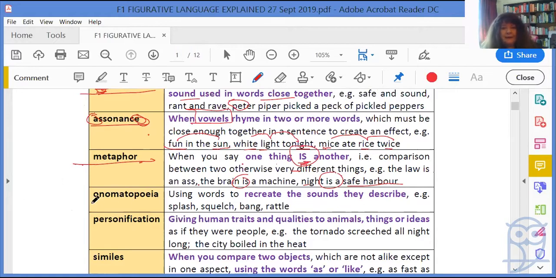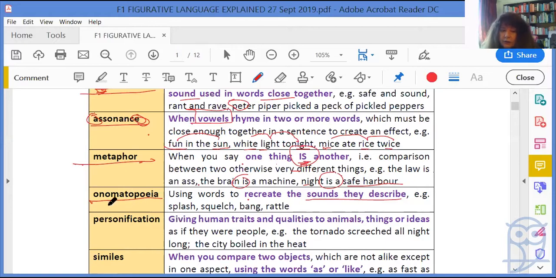Onomatopoeia. Whenever anyone's asked to spell this, it drives them mad. But all it is is using words to recreate the sound they describe. For example, splash, squelch, bang, rattle. These are all noises you can hear.